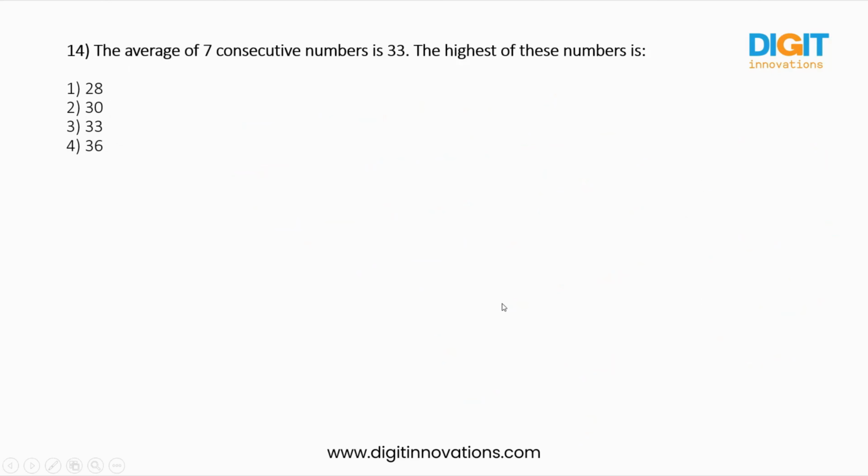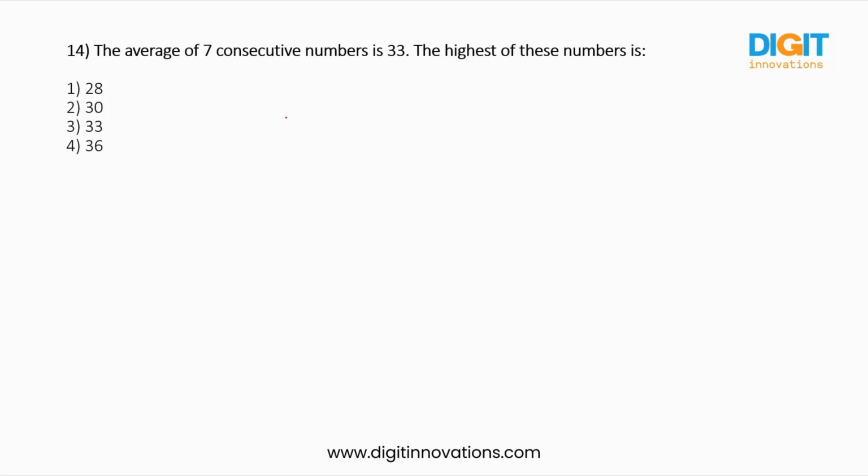Next one, the average of 7 consecutive numbers is 33. The highest of these numbers is? So we don't know what those 7 consecutive numbers are. Consecutive numbers are nothing but, for example, 1, then 2, 3, 4, 5, 6, 7. These are all the consecutive numbers, one after the other.